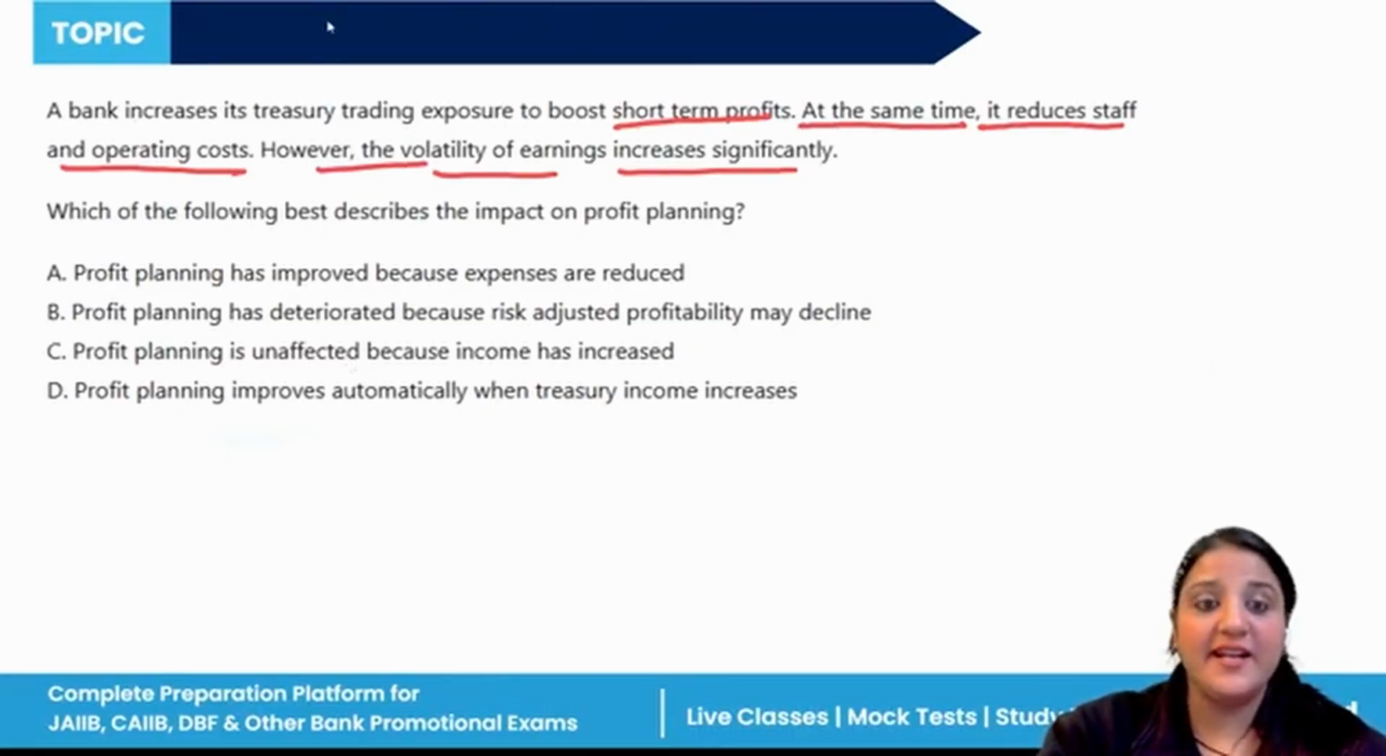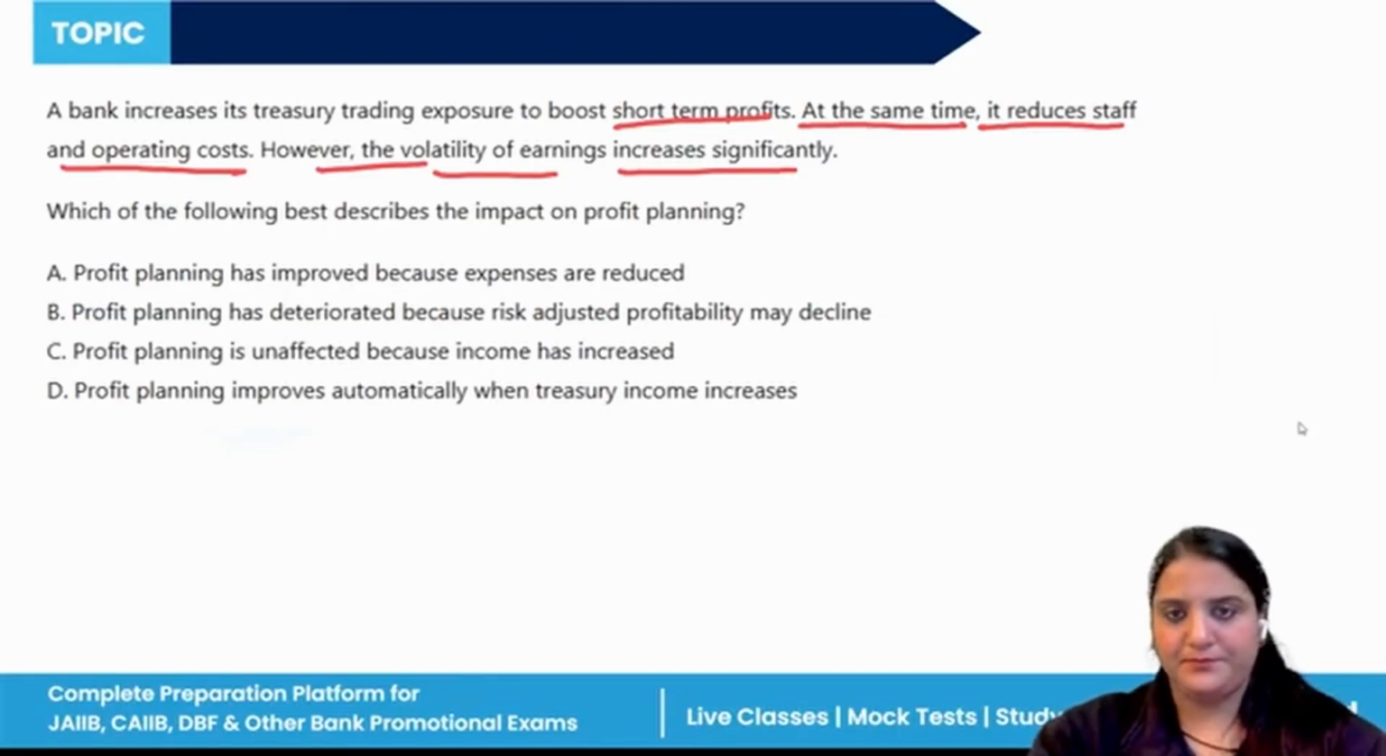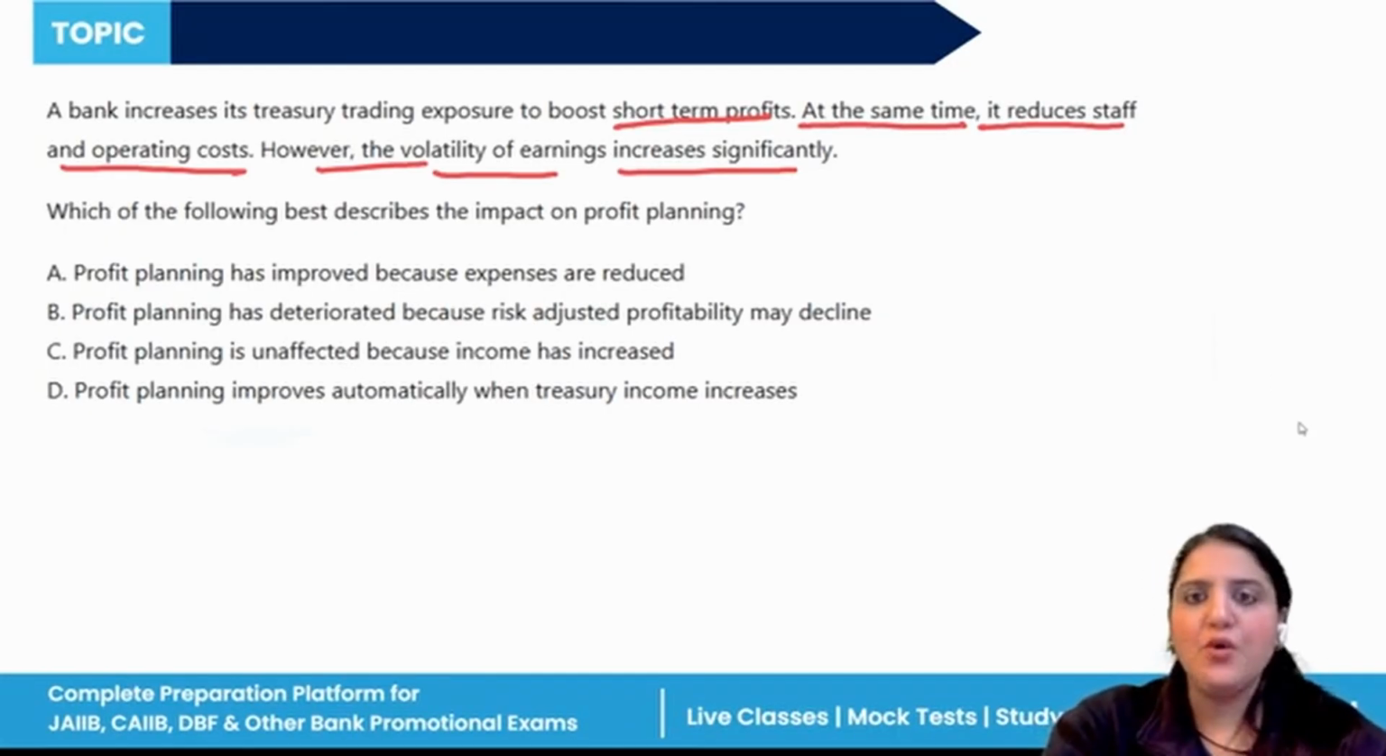So which answer is correct according to you? See, I told you, even though expenses are reduced and income may increase, volatility means higher risk. Profit planning is not only about increasing profit, it is about increasing the profit at an acceptable level of risk.